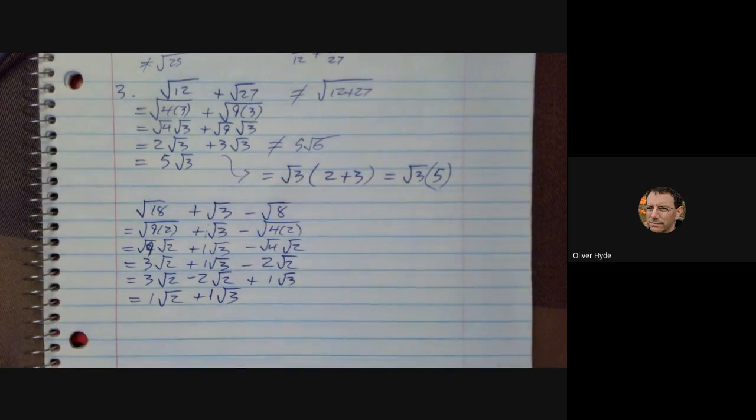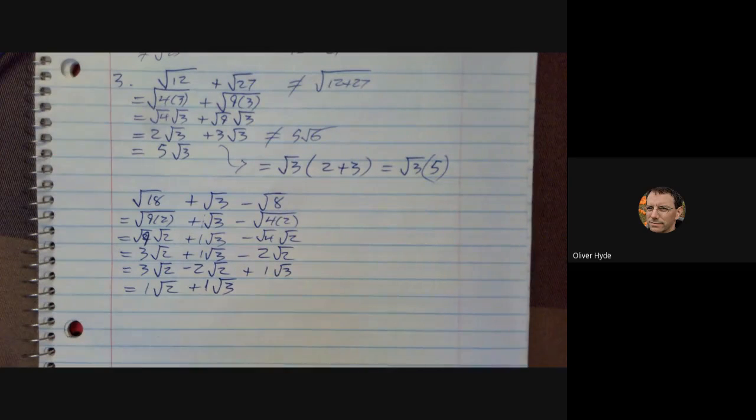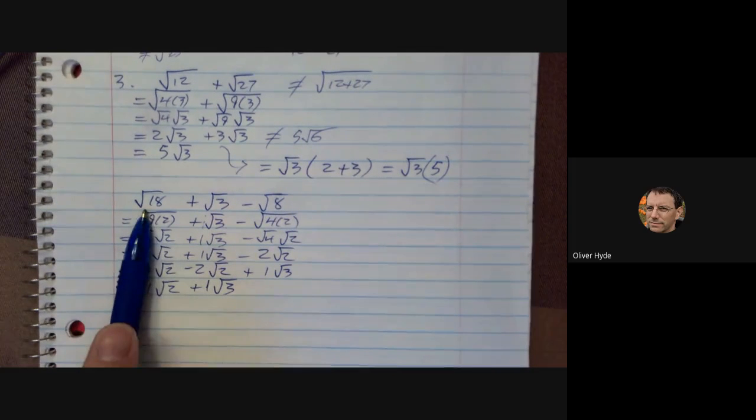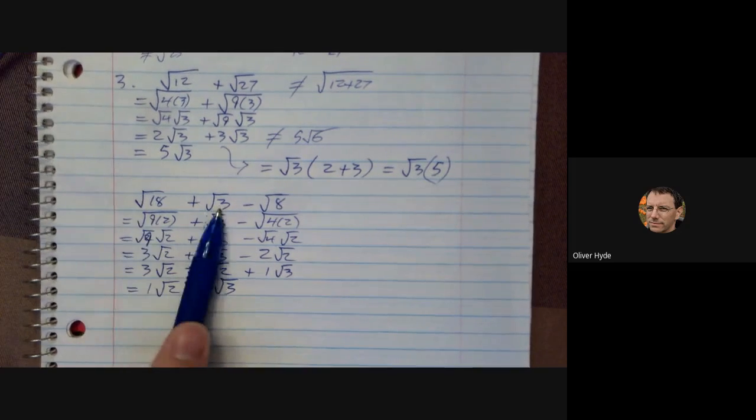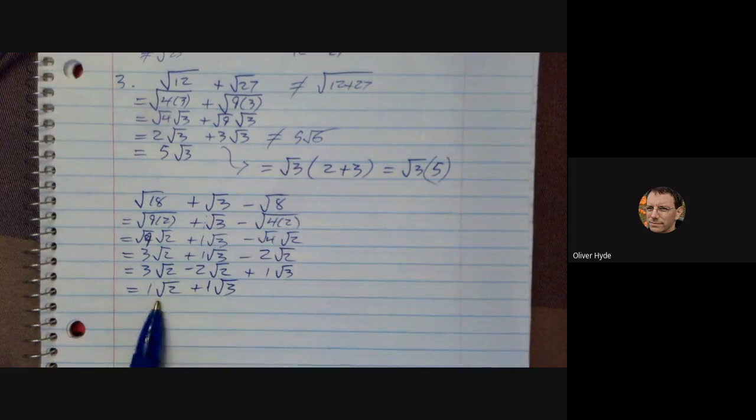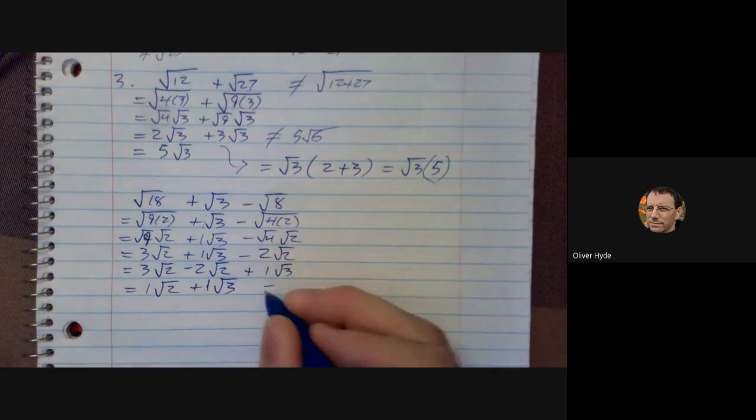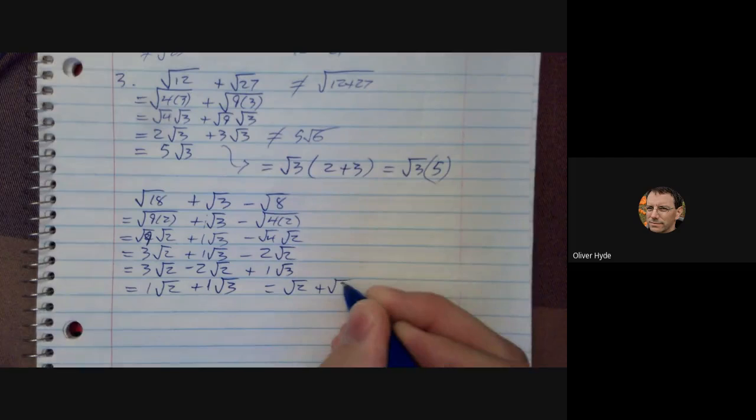So this is the best that I can do in this expression. The simplest that I can, or the most simple format for the expression root 18 plus root 3 minus root 8 is 1 root 2 plus 1 root 3. You could write it as root 2 plus root 3 if you like.